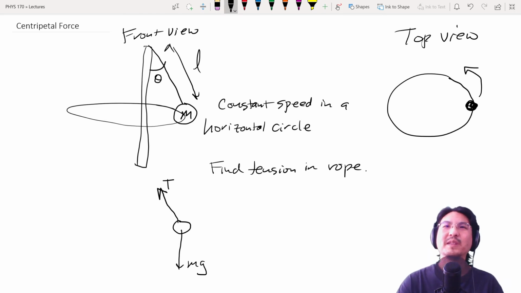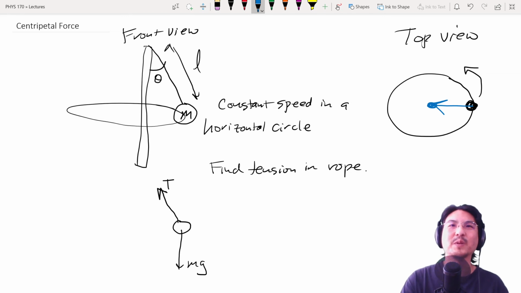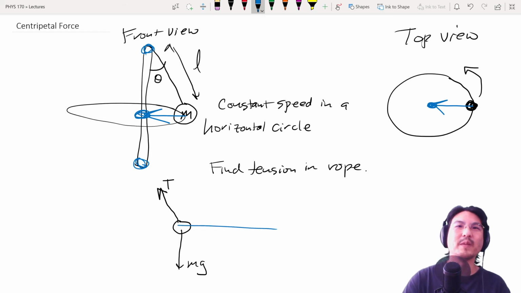So which way is centripetal? Which way is toward the center of the circle? The center of the circle is here. So centripetal is this way, from the top view. From the front view, which way is the center of the circle? Here, here, here, so it's this way. So that means this way is centripetal, this way.